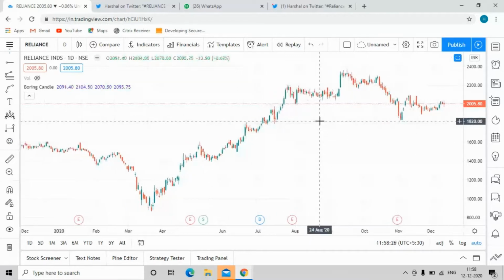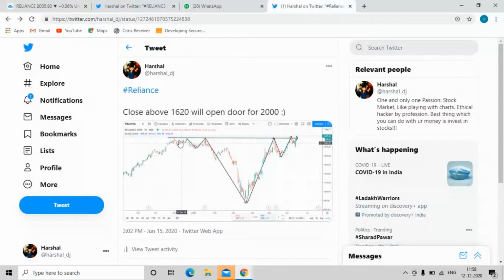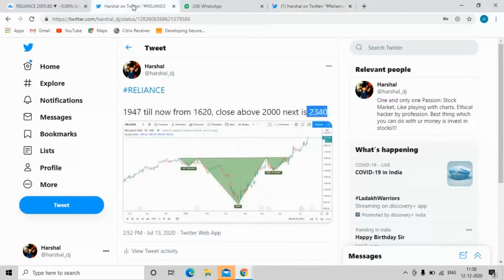The last time when I had posted a video, it had formed an inverse head and shoulder pattern. Okay, and I was expecting a close above 1620 to give a confirmation, based on which the target I was expecting was 2340, right?